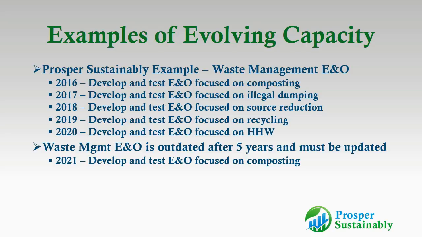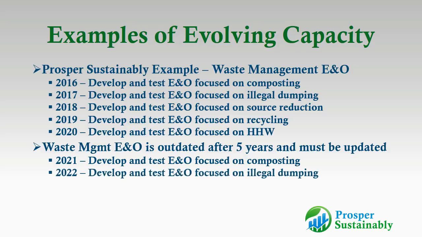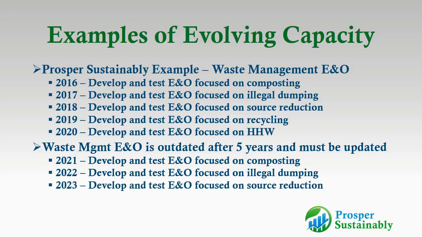So in 2021, you're revisiting all of your composting materials and activities, and you're updating and redelivering those. You're testing those out as well. It says test here, so that you can evaluate it and see how effective it is and make any revisions. Testing is, in a sense, similar to implementing. So you need to do test implementation, and you're delivering what you were already trying to deliver anyway. And then in 2022, you revisit illegal dumping. 2023, you revisit source reduction.